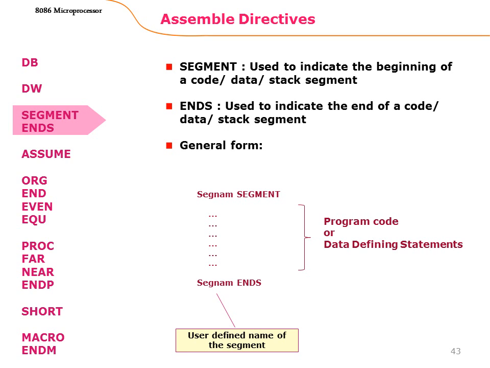SEGMENT is an assembler directive which is used to indicate the beginning of the code, data and stack segments. ENDS is an assembler directive which is used to express the end of the segment. The general form is segment name SEGMENT and segment name ENDS, for example, program start and program end.